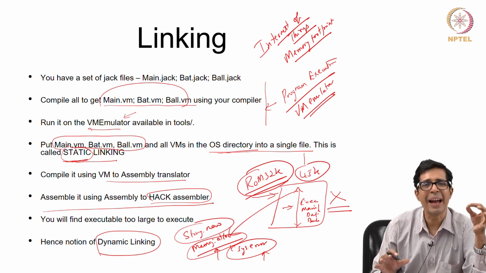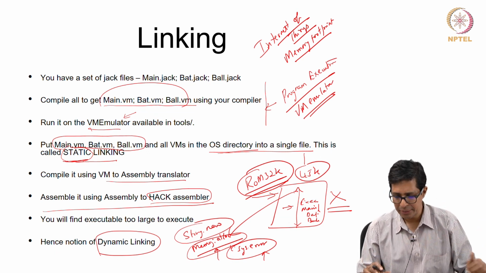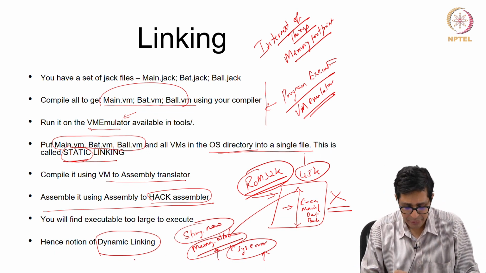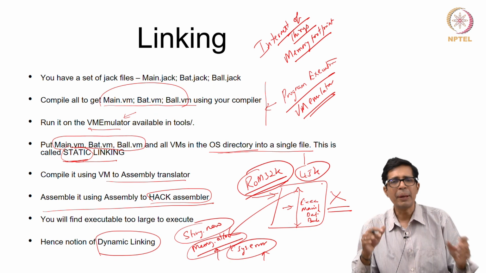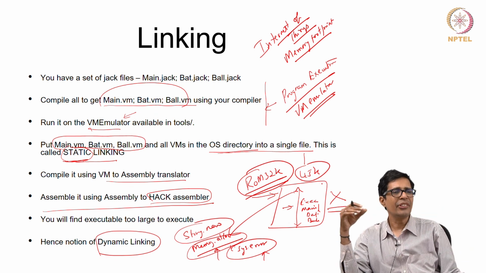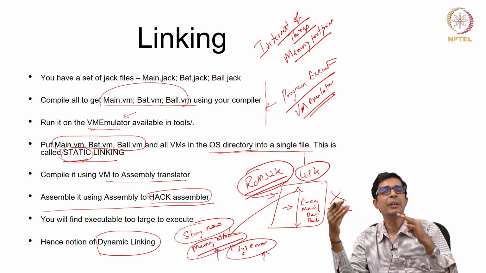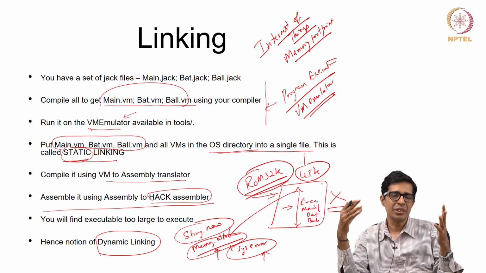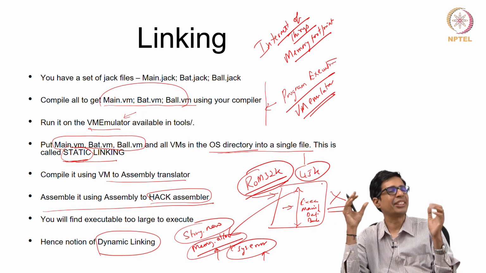So on demand I will bring the function from the storage to the memory and then return it back. So my memory footprint can essentially remain small. This is called dynamic linking, because we are linking to the functionalities of the operating system at execution. The word dynamic comes because we are doing it at the time of execution.